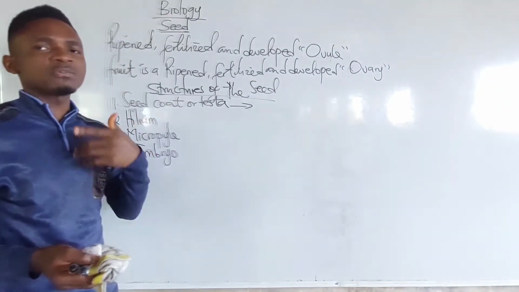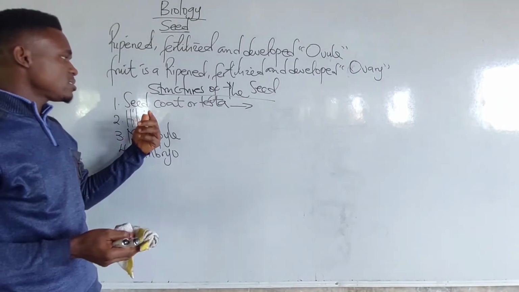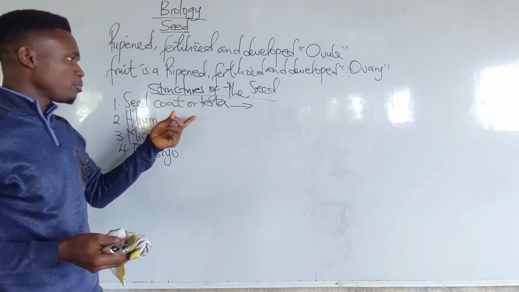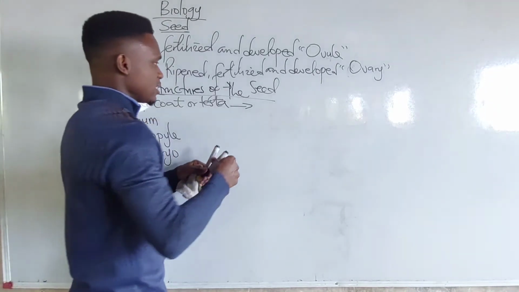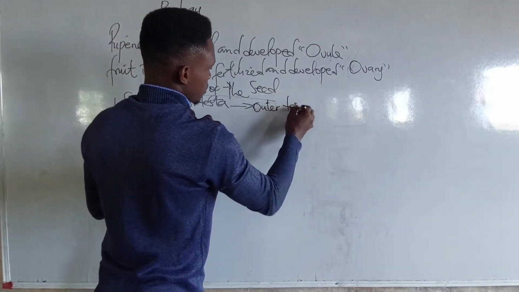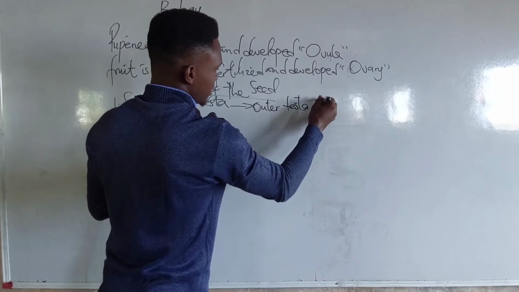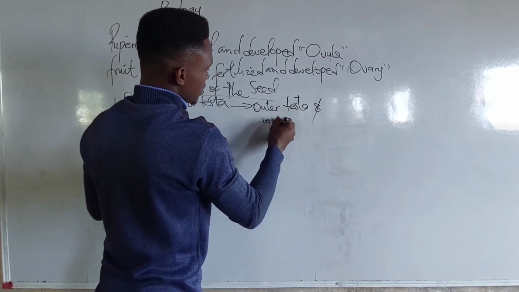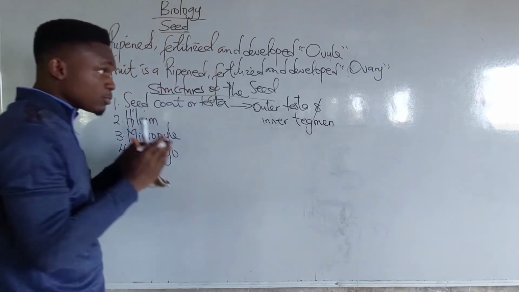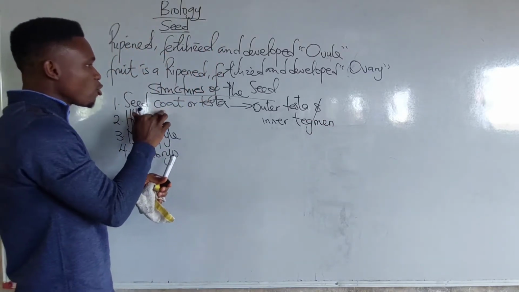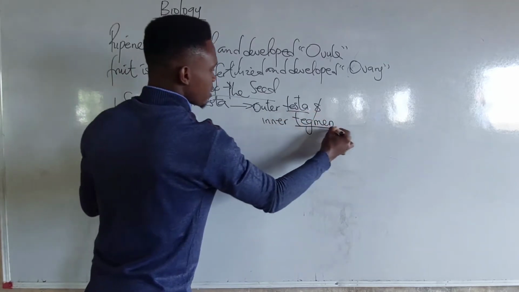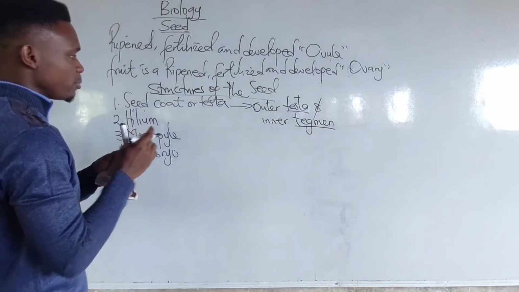Alright, in some seeds, the seed coat is made up of an external tester, that is outer tester, and inner tegmen. Alright, in some seeds, the seed coat is made up of an outer tester and inner what? Tegmen. Okay, now let me put this question on the board.